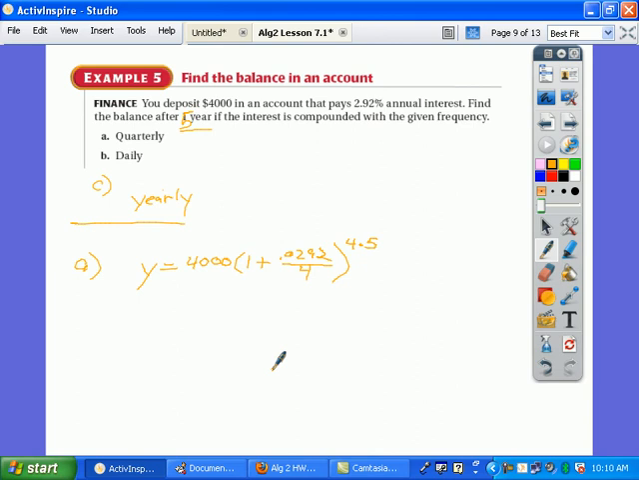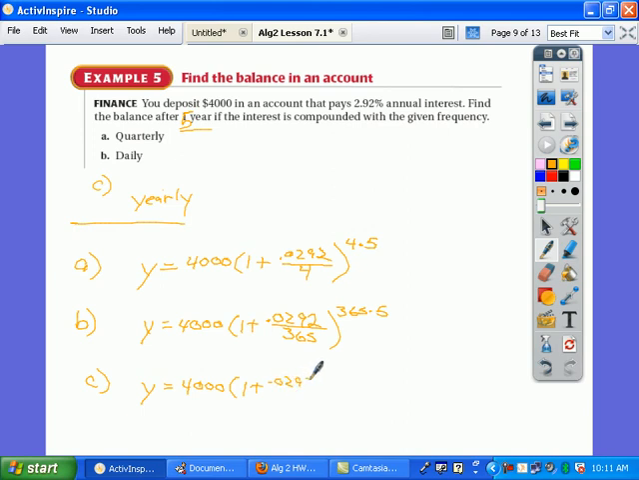For part B, if we're doing this daily, it'll be almost the same calculation. It's just instead of dividing by 4, like we did previously, we're going to divide by 365, assuming it's a standard year. And then we'll take 365 times the number of years of our investment, which in this case is 5. If we do this yearly, this is y equals 4,000, 1 plus 0.0292. In this case, we'll only have to divide it by 1, so we really don't even need to put that. And now, of course, we're investing it to the 1 times 5 years power.